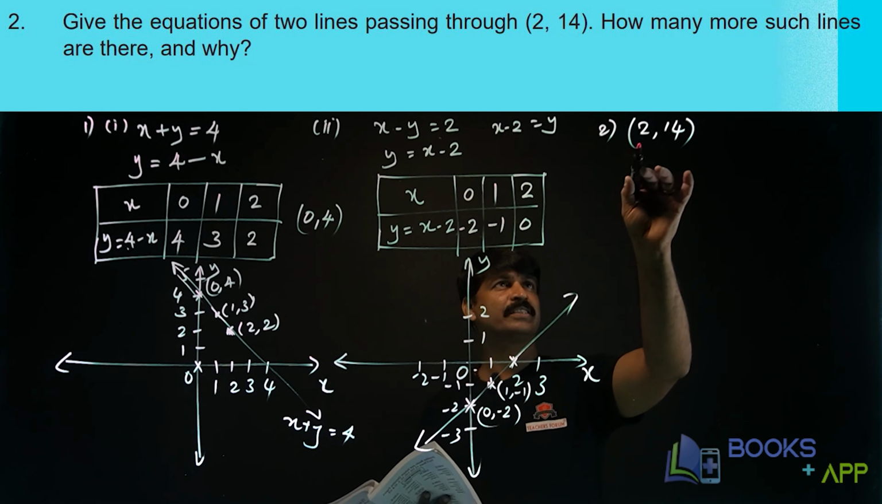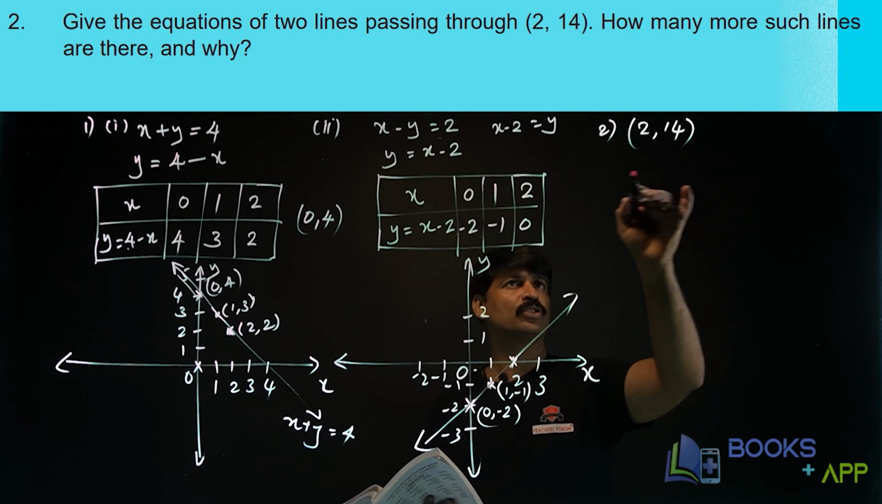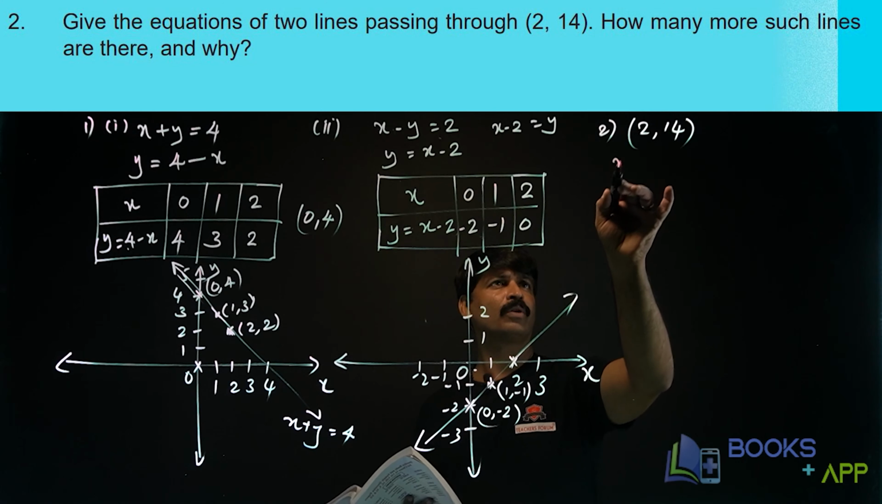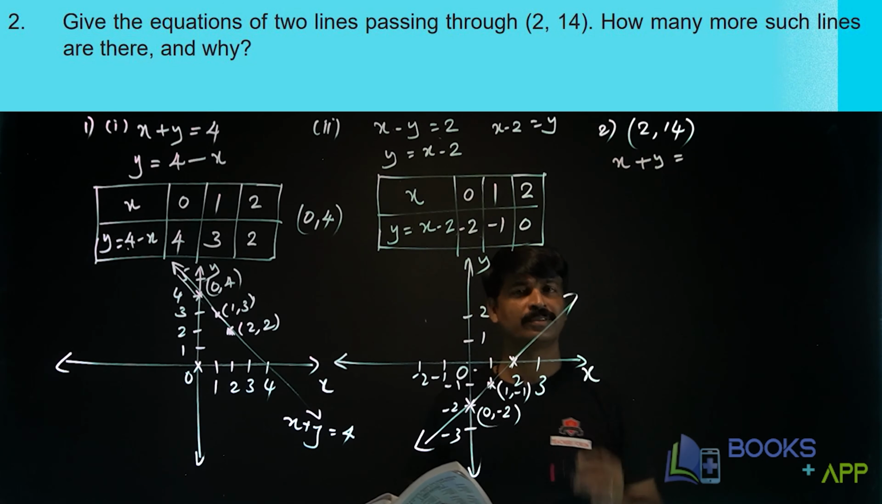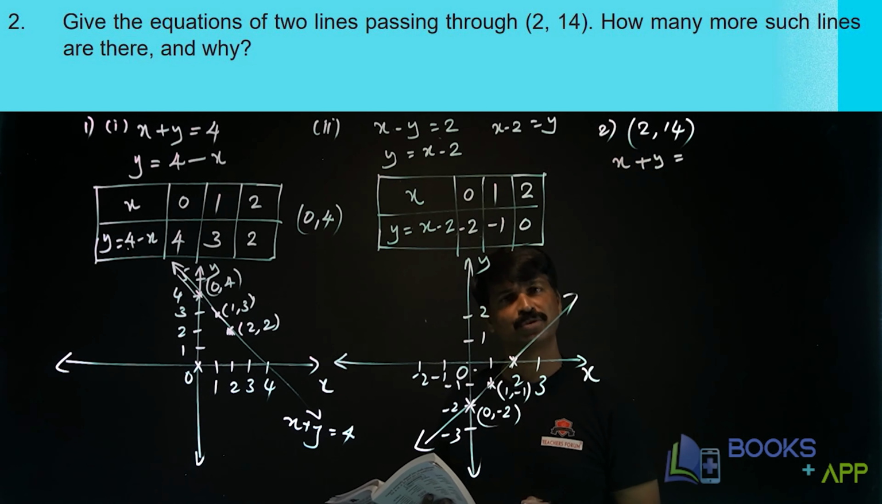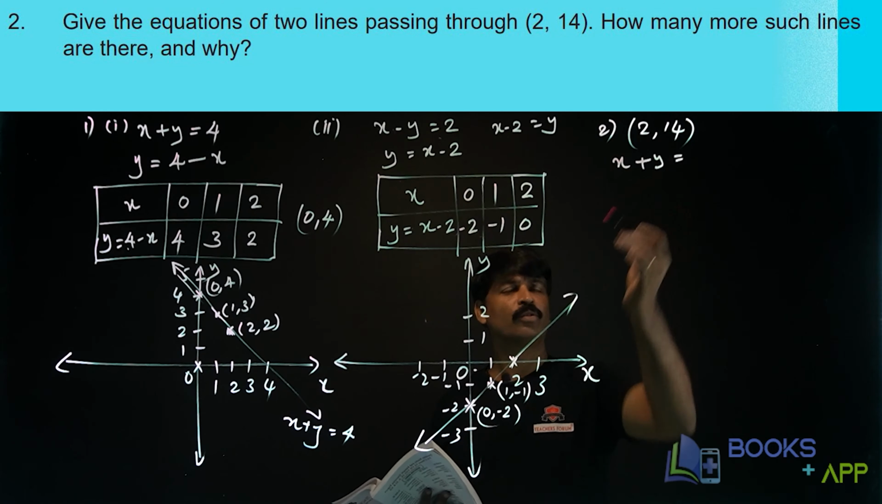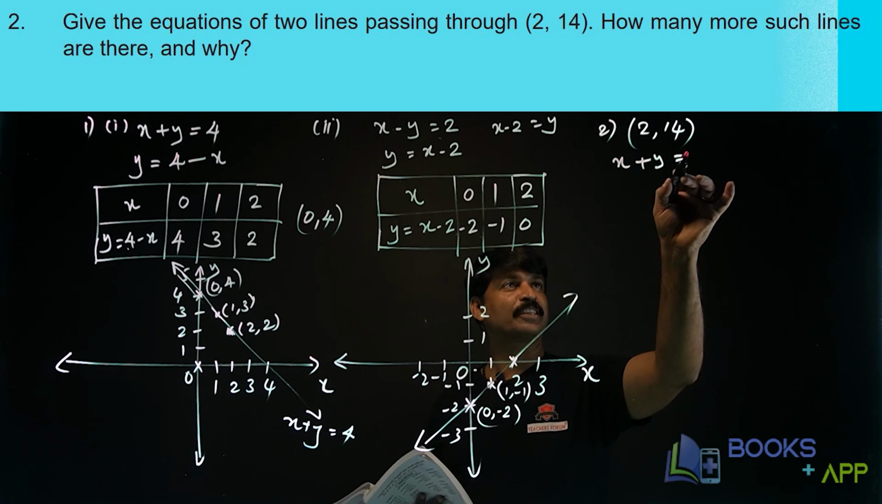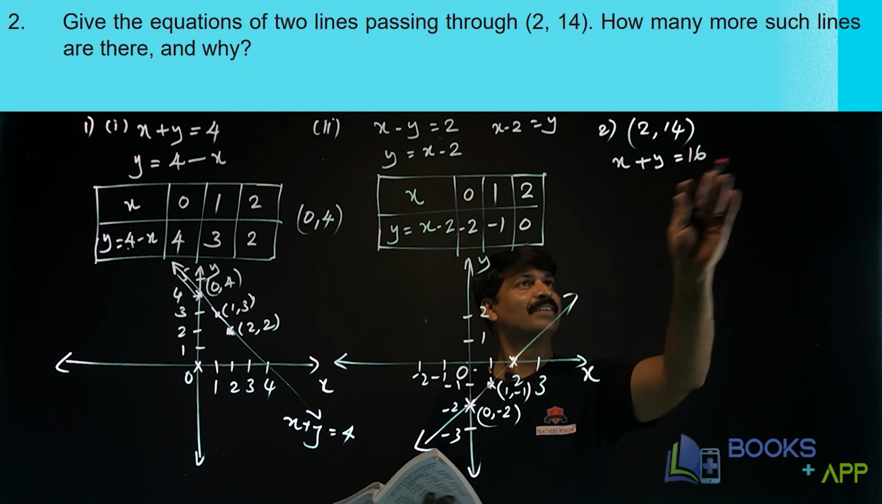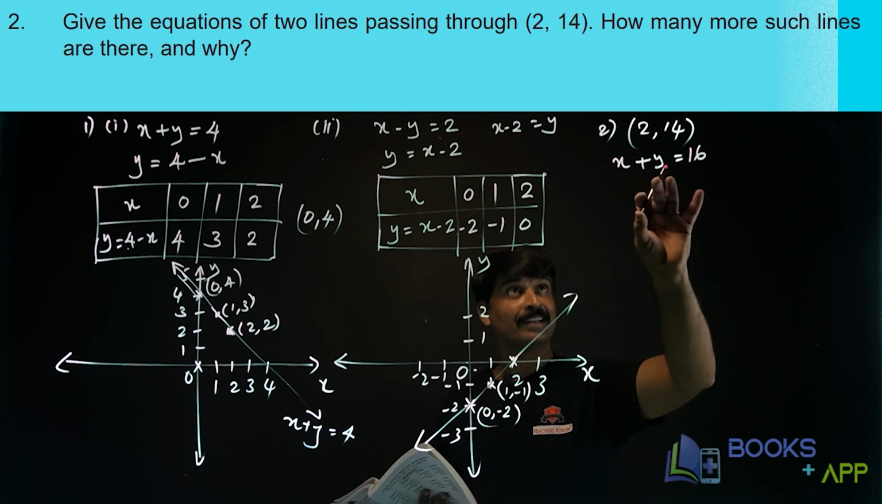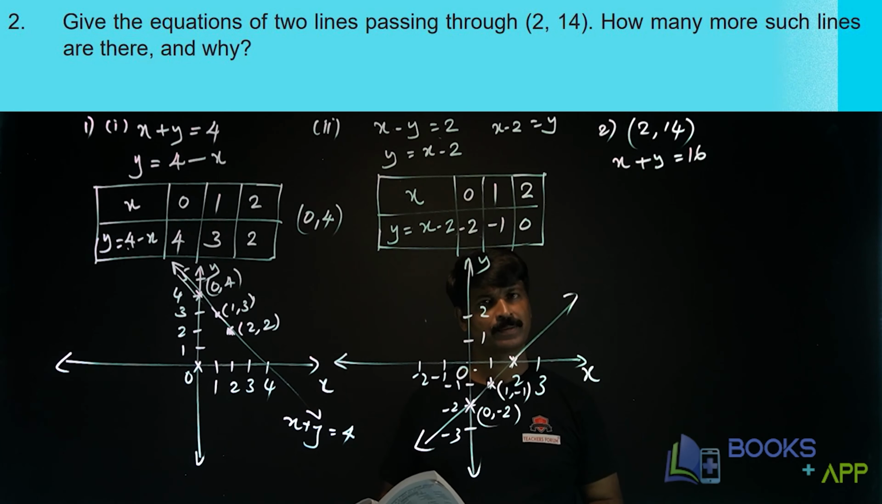You see, this is the x coordinate, this is the y coordinate. So the first equation will be, can you tell me what will be x plus y, children? What is the value of x? 2. What is the value of y? 14. So what is x plus y? x plus y is equal to 16. It is an equation of a line that passes through the point 2, 14.